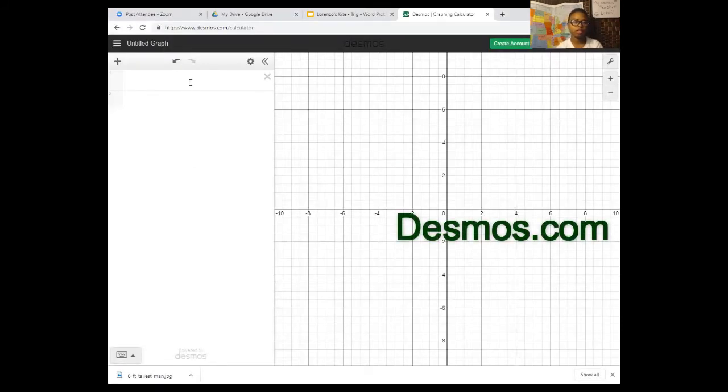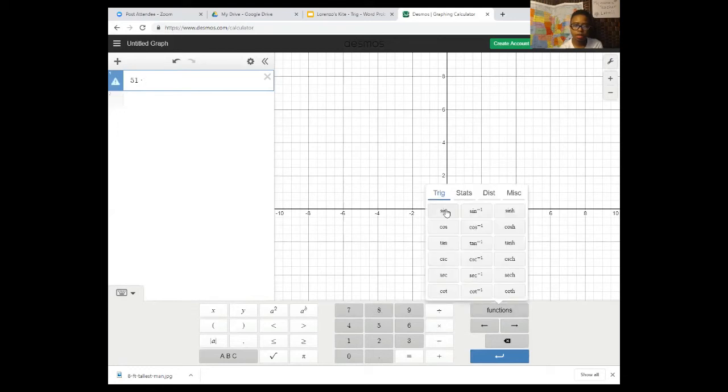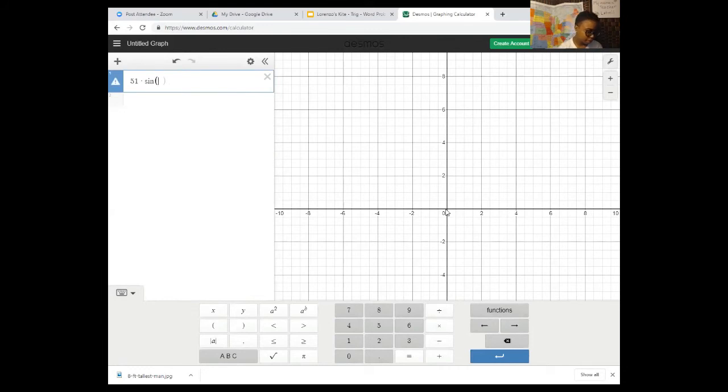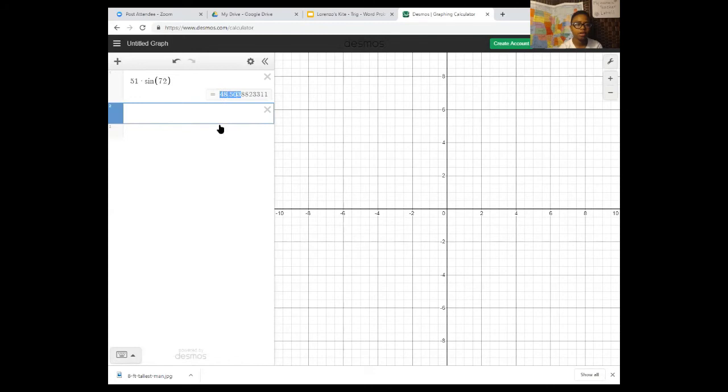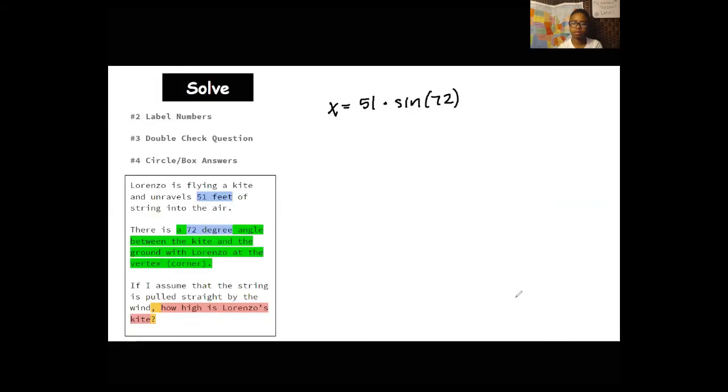Okay, so we're going to type in our problem, which is 51 times sine of 72 degrees. And we see the answer right here. It's 48.5. I'm going to round it to the nearest tenth. Okay, so this was our original problem. We went to Desmos and typed it out in the calculator, and we got 48.5 rounded to the nearest tenth.